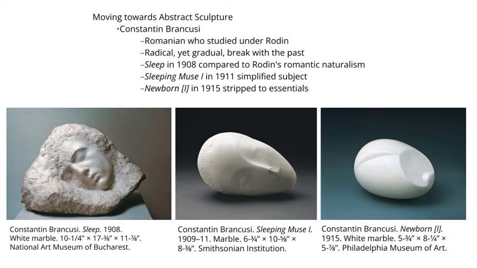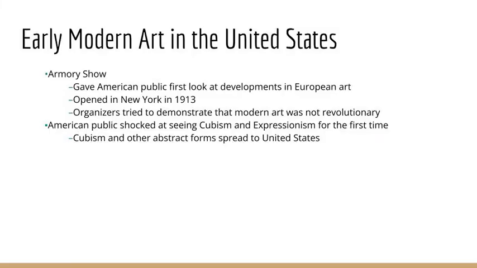And then in the middle, we have Sleeping Muse 1 in 1911, which starts to simplify the subject, but is not completely simplified. And then on the far right, we've got Newborn 1 in 1915, which is just completely stripped to essentials. There's not really even a recognizable face, but it suggests the head of something, or someone, I should say. So we're moving towards early modern art.